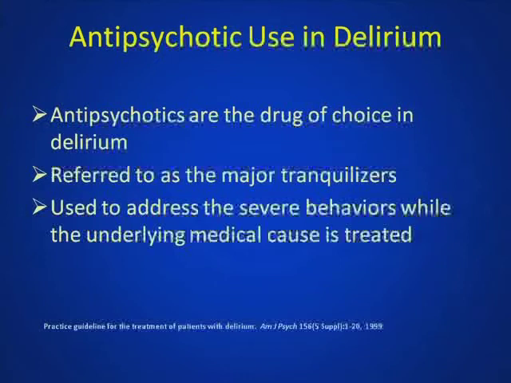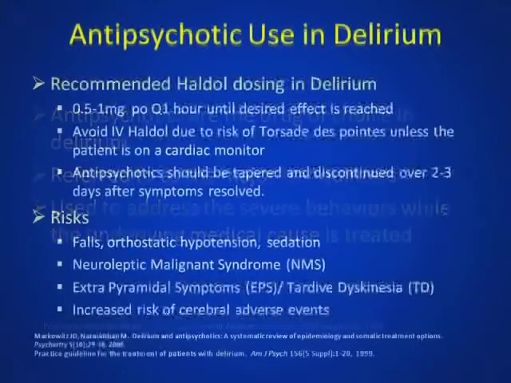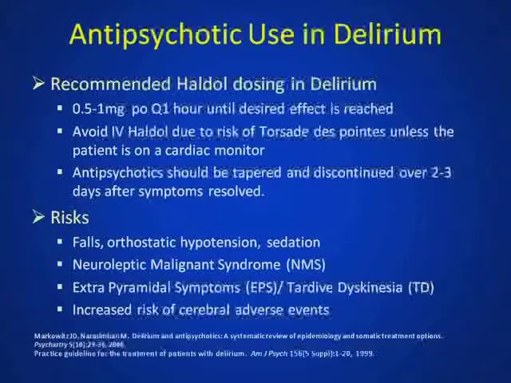An older name for the antipsychotic group is the major tranquilizers. They were given this name due to their sedating effect. It is the sedation that we want to use to help control the severe agitation associated with delirium. The drug of choice for treating behavior in delirium, based on the evidence, is Haldol, 0.5 to 1 milligram orally every hour until the desired sedation effect is reached is what is recommended.